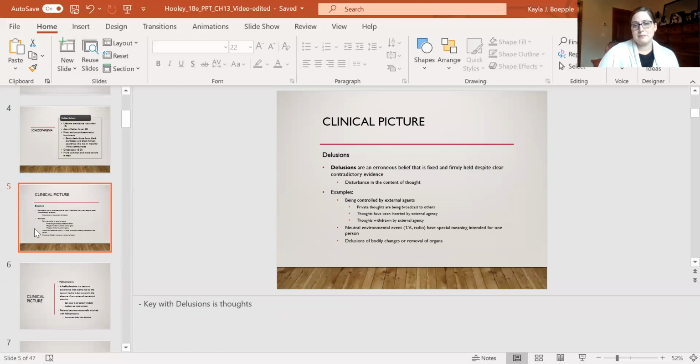So clinically, what are some of the signs and symptoms we see in somebody that suffers from schizophrenia? So one of the main symptoms, as I have previously already stated, is going to be delusions. So delusions are erroneous beliefs that are fixed and firmly held despite clear contradictory evidence. So a disturbance in content of thoughts. So when we're talking about delusions, we're talking about thoughts. Some examples that they use in the book are being controlled by external agents, or your private thoughts being broadcasted out to others.